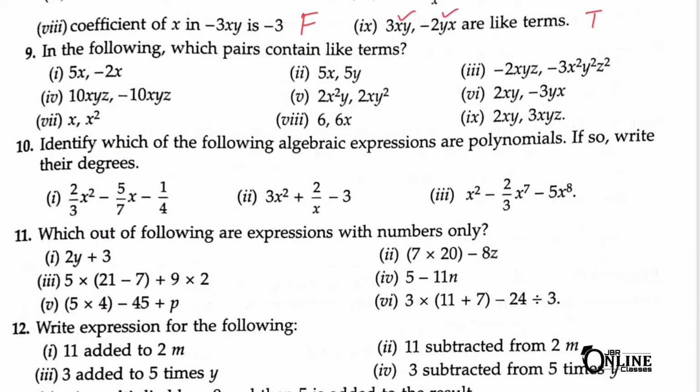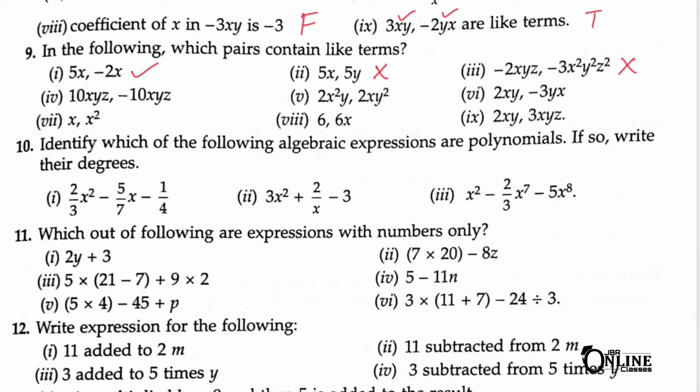Now sum number 9. In the following, which pairs contain like terms? First one here 5x and 2x. Okay, so definitely like terms, same variable, so it's true. Next one 5x, 5y. No, unlike terms. Next one x y z, and here x square y square z square, definitely unlike terms.